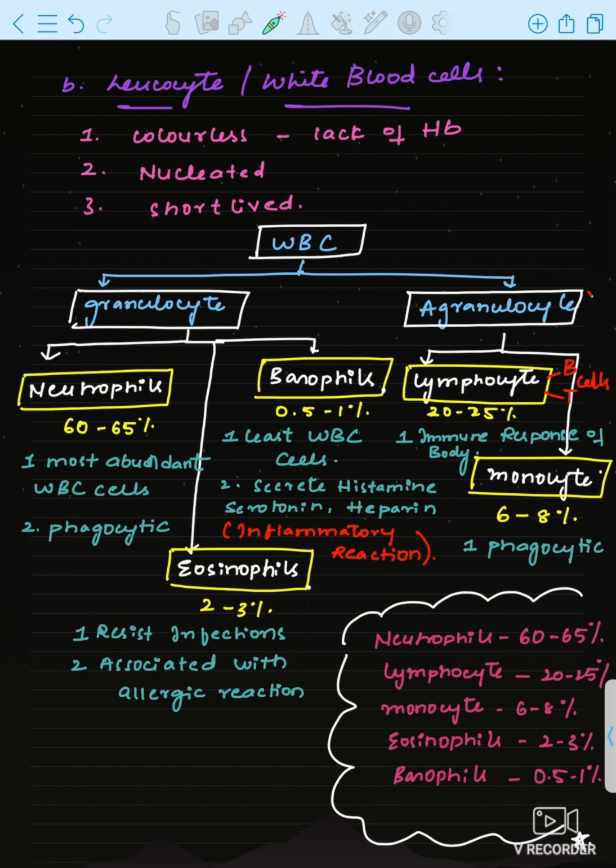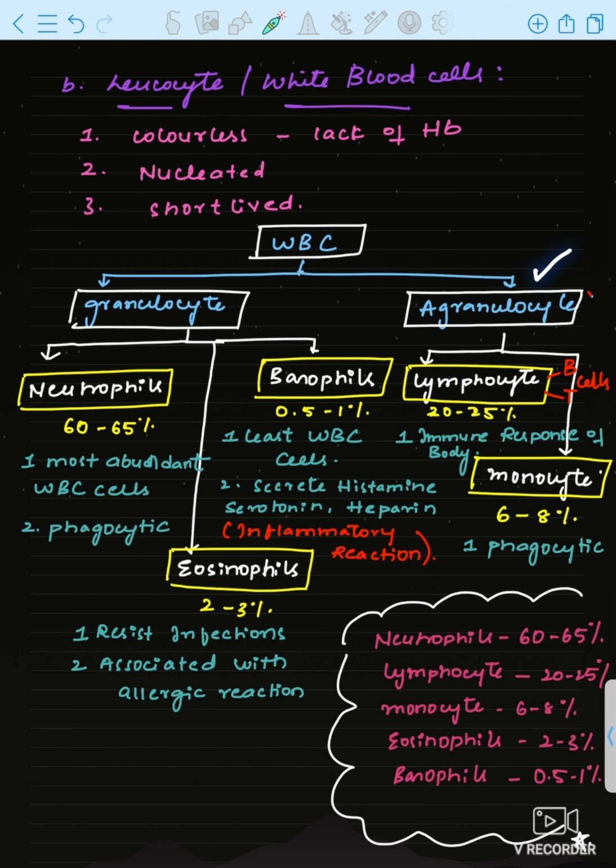Next, basophils. The percentage of eosinophils is 2 to 3%. Basophils are the least numerous cells, 0.5 to 1%. These are the least WBC cells in number. What will basophils do? They will secrete histamine, heparin and serotonin. Through histamine, heparin and serotonin, an inflammatory reaction will occur.